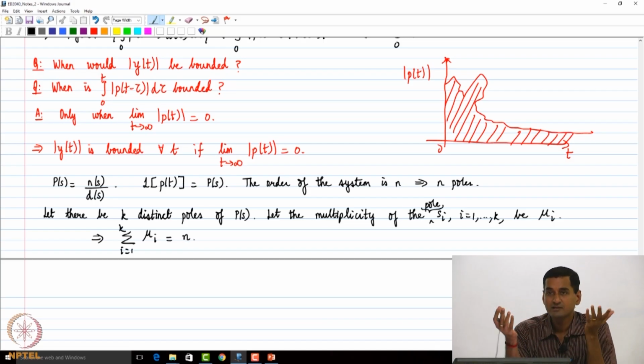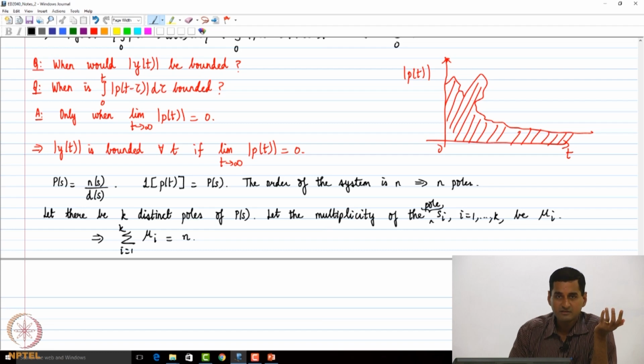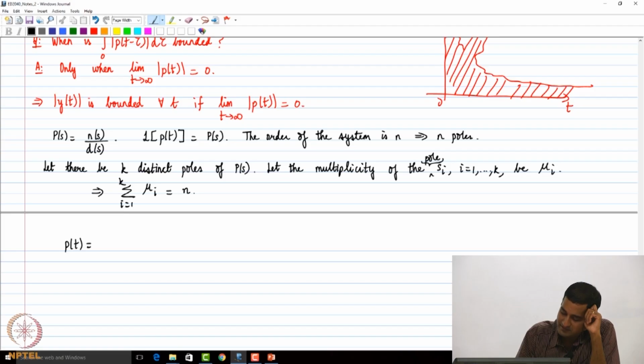n, correct? Let us say if I have a 10th order system and I have 9 non-repeating poles with the 9th pole repeating twice. The summation of the multiplicity should be 10. That I cannot violate. So, essentially the summation of the multiplicity should be equal to the order of the system, which is the total number of poles. Now, immediately we see that p of t, which is the Laplace inverse of P of s, can be written in this particular form.